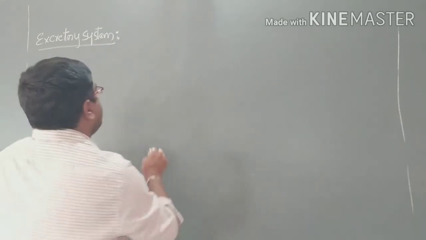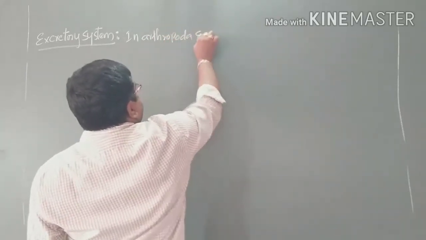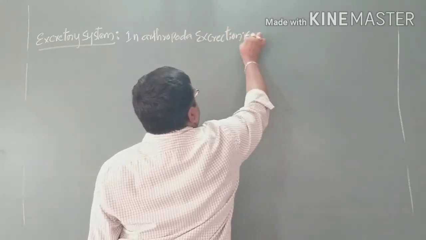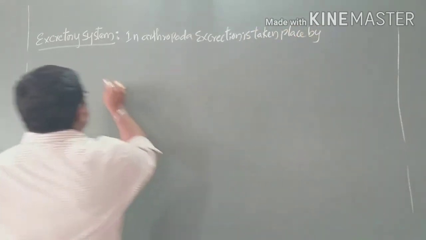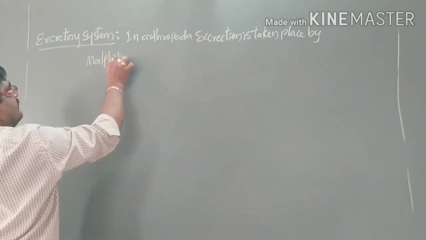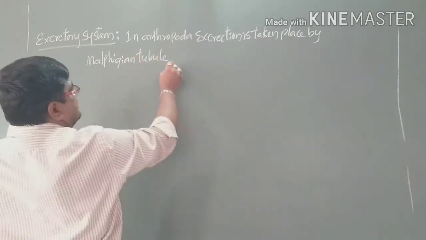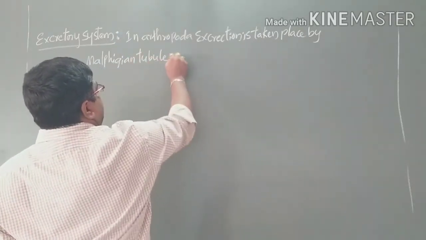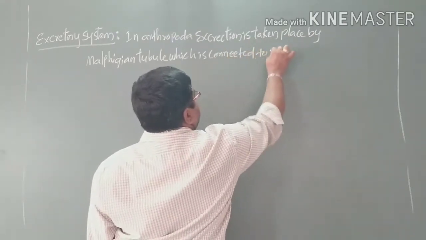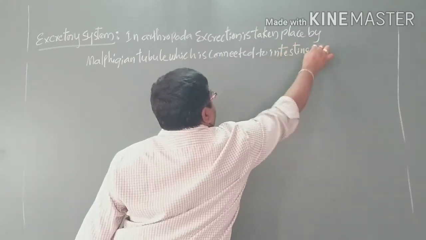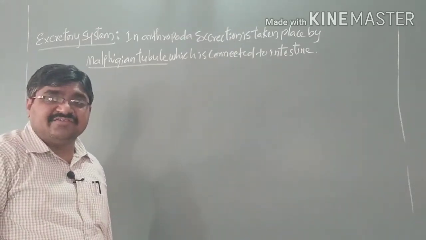So here, the excretory system in Arthropoda: excretion takes place by Malpighian tubules, which are connected to the intestine. So here the excretory organs present in arthropods are the Malpighian tubules.